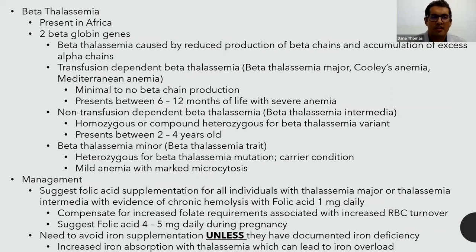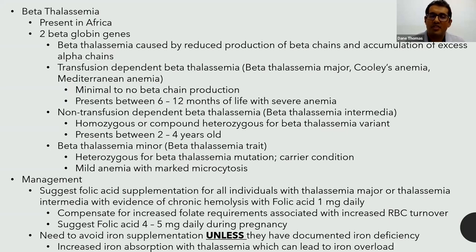And this slide talks about beta thalassemia on top, but I do want to focus on the management of thalassemia, which include folic acid supplementation for all individuals with thalassemia major or thalassemia intermedia with evidence of chronic hemolysis with folic acid 1 milligram daily. We suggest this because it compensates for increased folate requirements associated with increased red blood cell turnover. In pregnancy, we actually suggest higher doses of folic acid supplementation between 4 to 5 milligrams a day only during pregnancy.